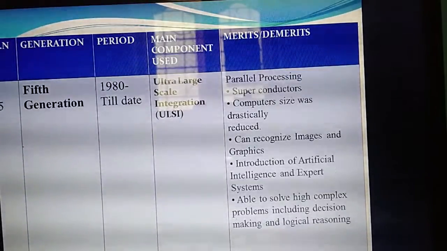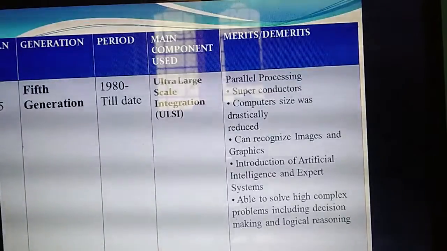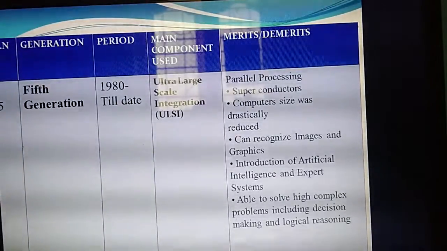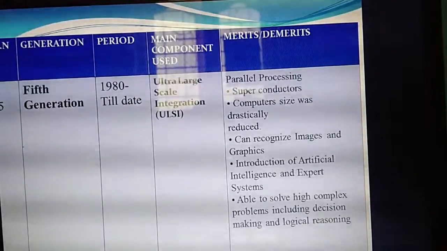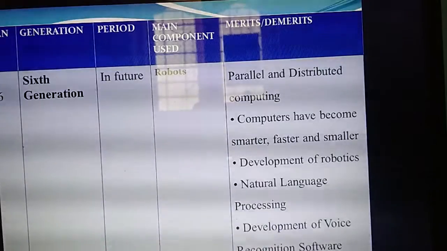High complex problems, like company sites or office work, we can solve by using which generation of computers? Fifth generation computers. Understand? So this is the fifth generation. Till date we are using fifth generation computers. Understand? Yes. Next one is sixth generation.